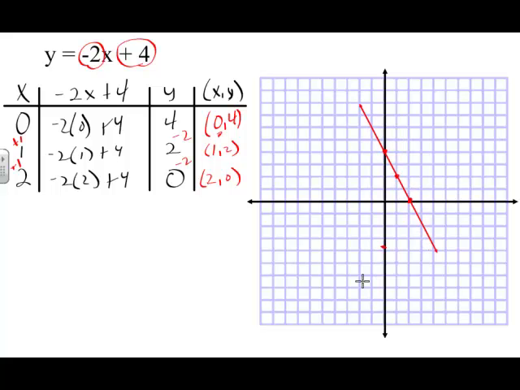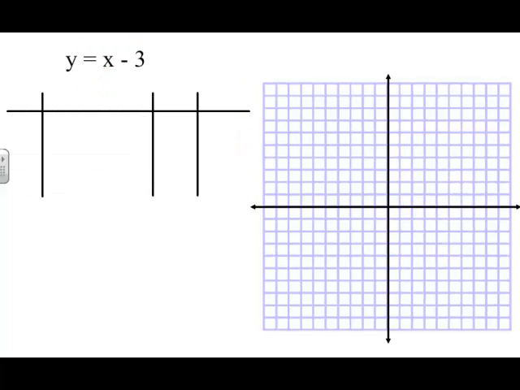And the equation y equals negative 2x plus 4 is now shown graphically. Okay, next one. So here's our x. I'm going to use black for that. We're going to again choose a point 0, 1, and 2. Here's our function, x minus 3. Here's our y coordinates. Here's our ordered pair.